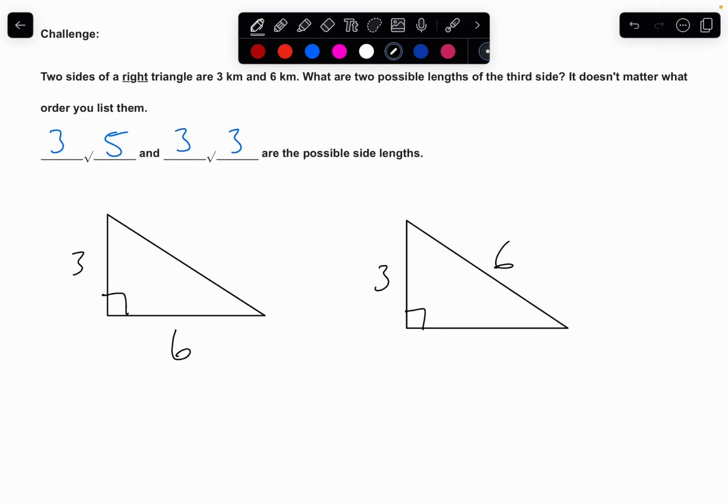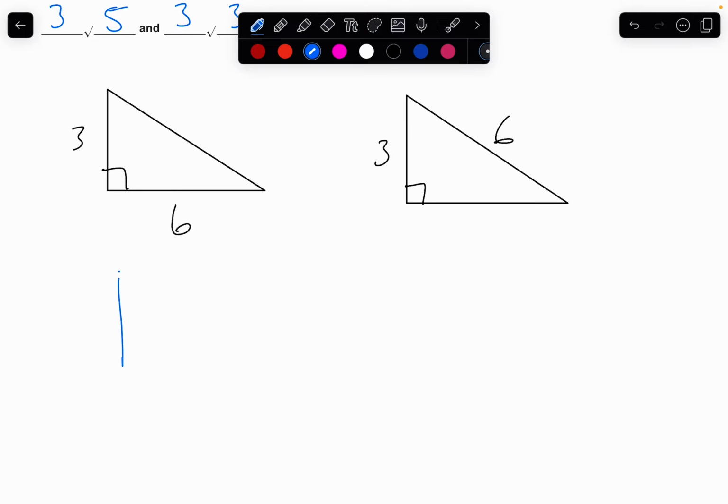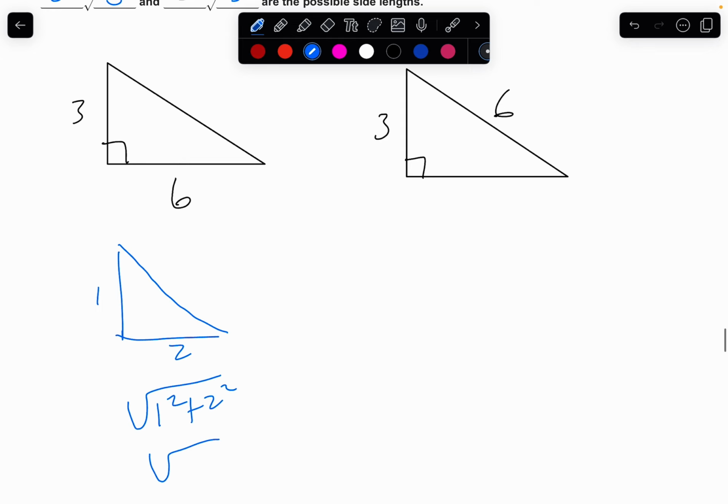Now, what I know for sure is 3 is not the hypotenuse. 6 is either the long leg or the hypotenuse. 6 is bigger than 3. So there's no way 3 is the hypotenuse. So these are the only two options. So for the first triangle, I'm going to reduce, divide by 3, divide by 3. Pythagorean theorem would be 1 squared plus 2 squared. And that would be 1 plus 4, that'd be the square root of 5.